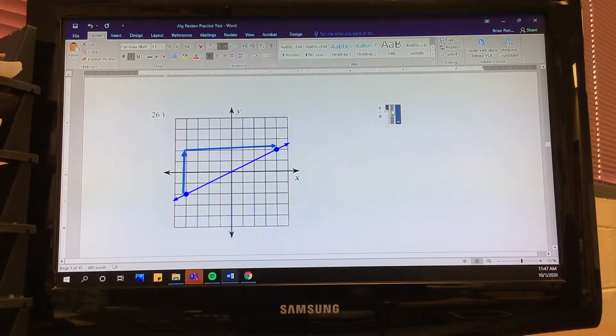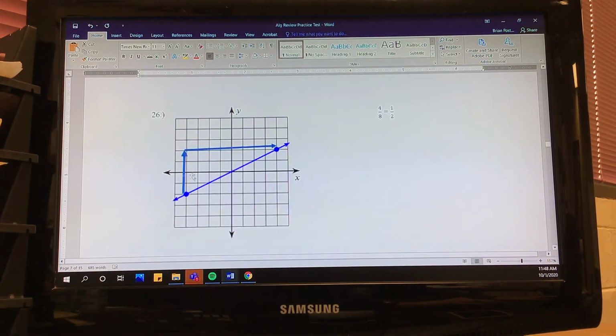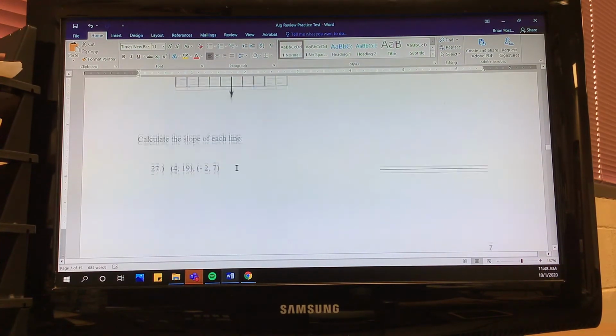Do not write this as a decimal. It needs to be rise over run. It needs to be a fraction. So this is how you show your work. I need loops or dots or something. Show me that you're counting your rise over your run.